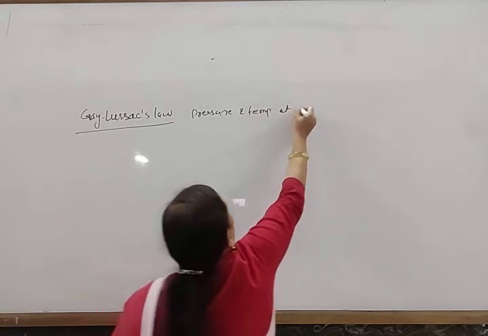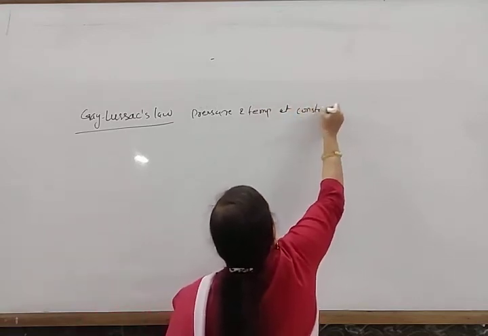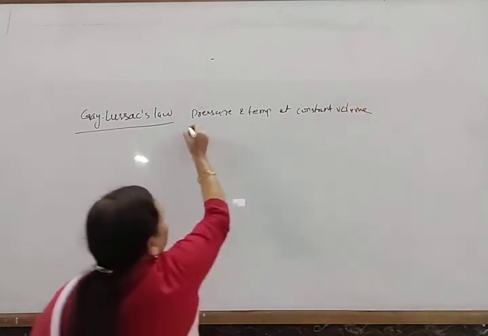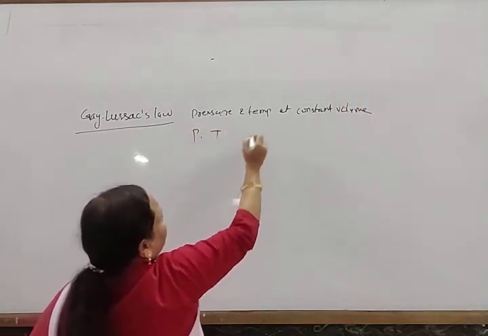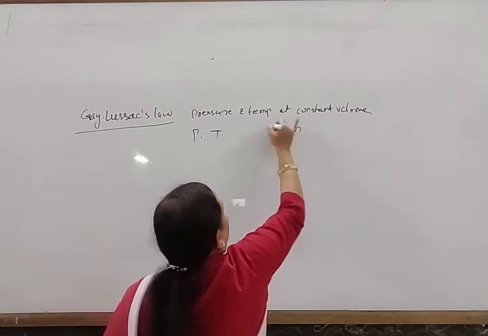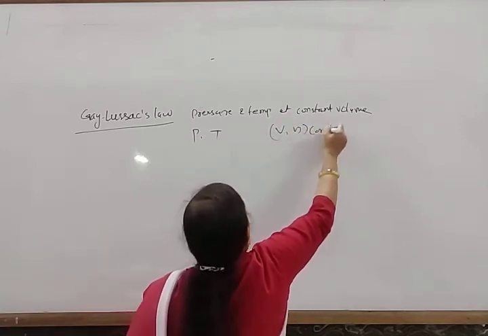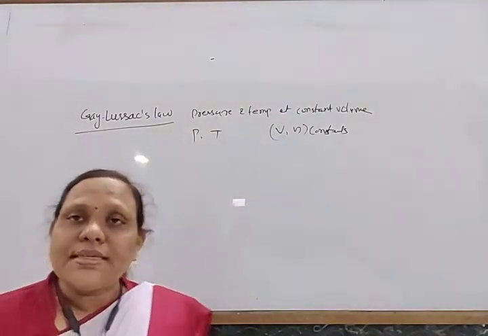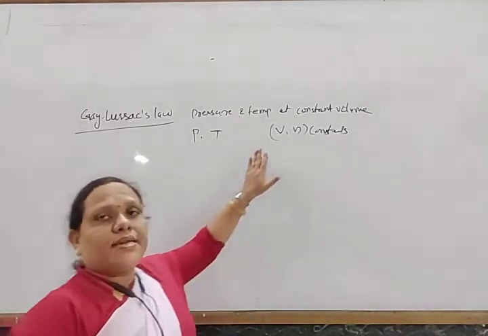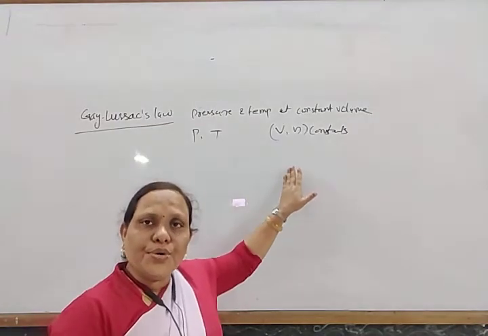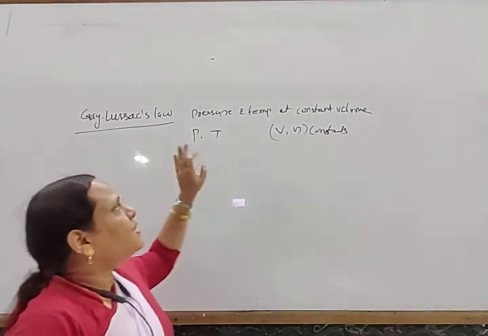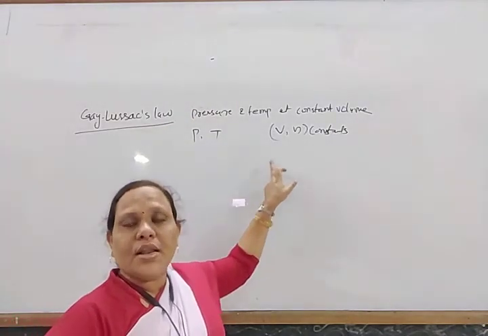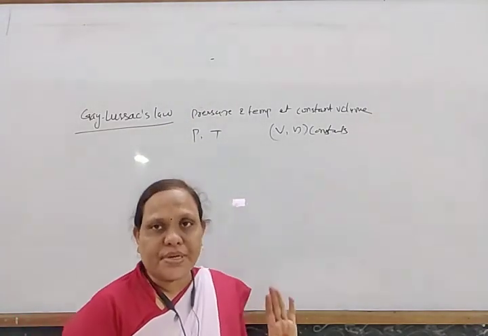At constant volume. So the relationship between P and T, with V and N constant. The number of moles is constant. Okay, so what is the law? Volume remaining constant, the pressure of a given mass of gas is directly proportional to its absolute temperature.